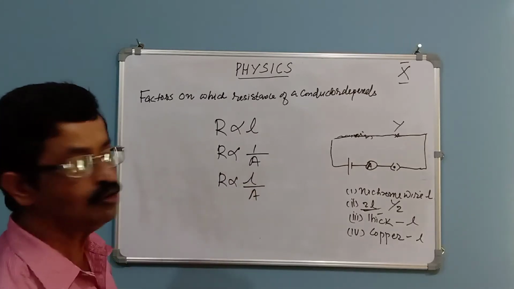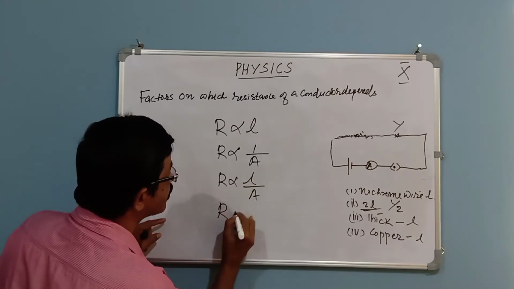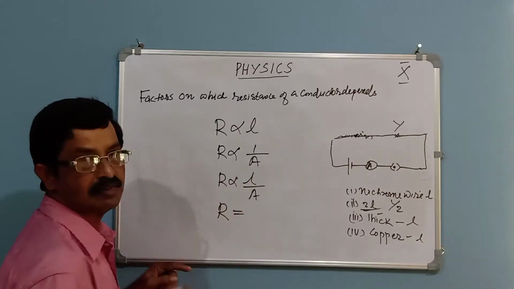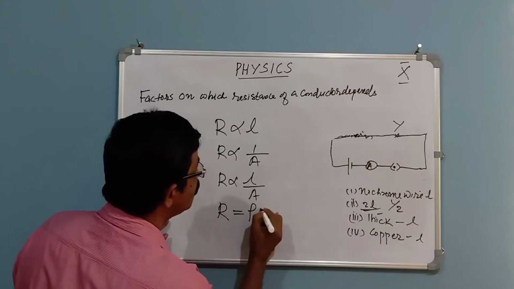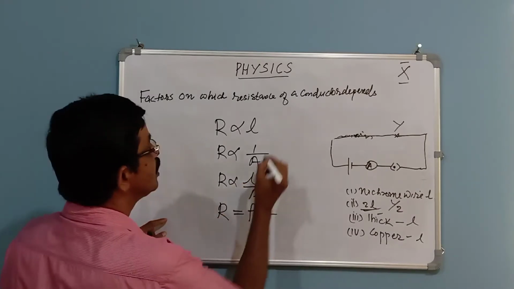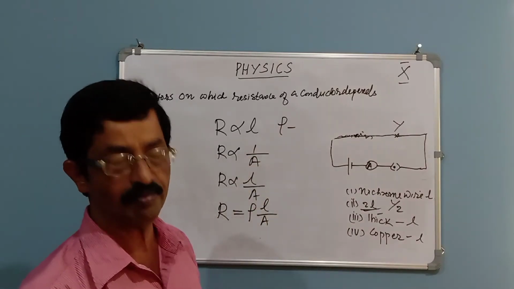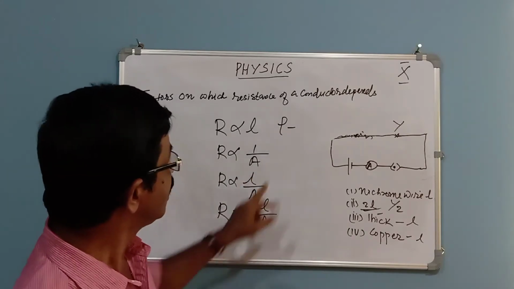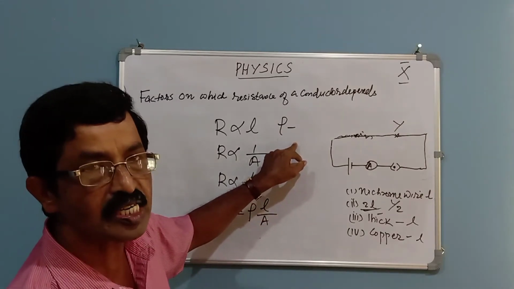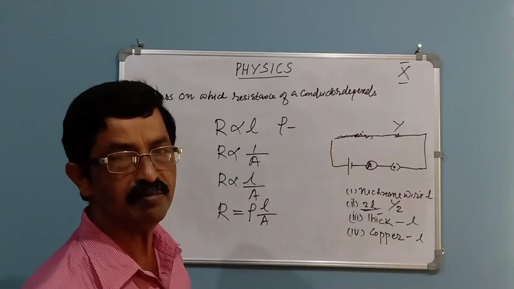Now we can combine these two, that is, R is proportional to L by A. We can replace this proportionality with an equal sign. For that we need a constant, and that constant is rho, so R equals rho L by A. This rho is called the resistivity of the material. Rho is the proportionality constant, and here it is called the resistivity of the given material.